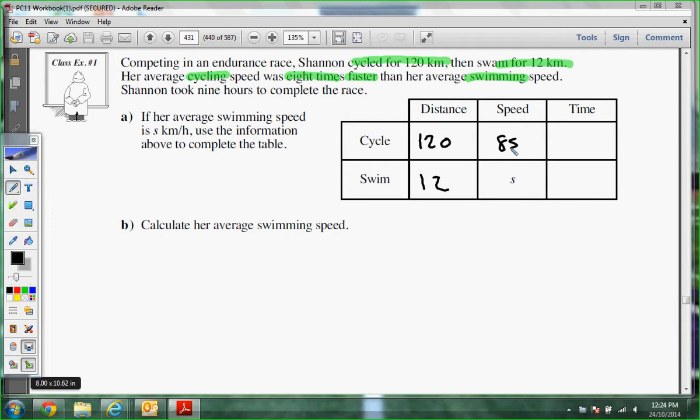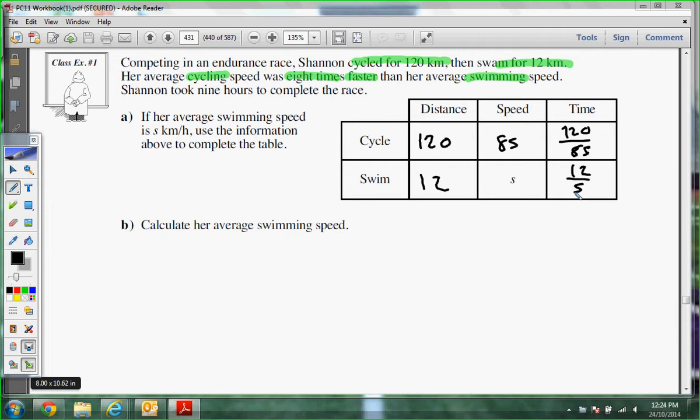Time is easy. Time is distance over speed. So we're going to go 120 over 8S, 12 over S. Those are our rational expressions. They're not equations yet. Okay, so we completed the table.